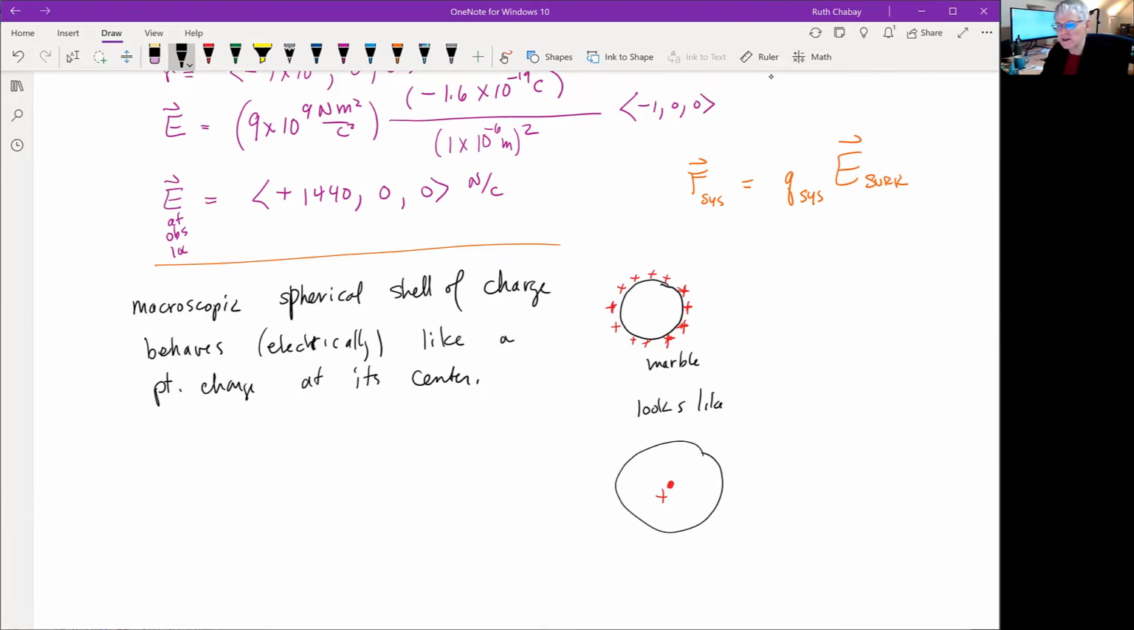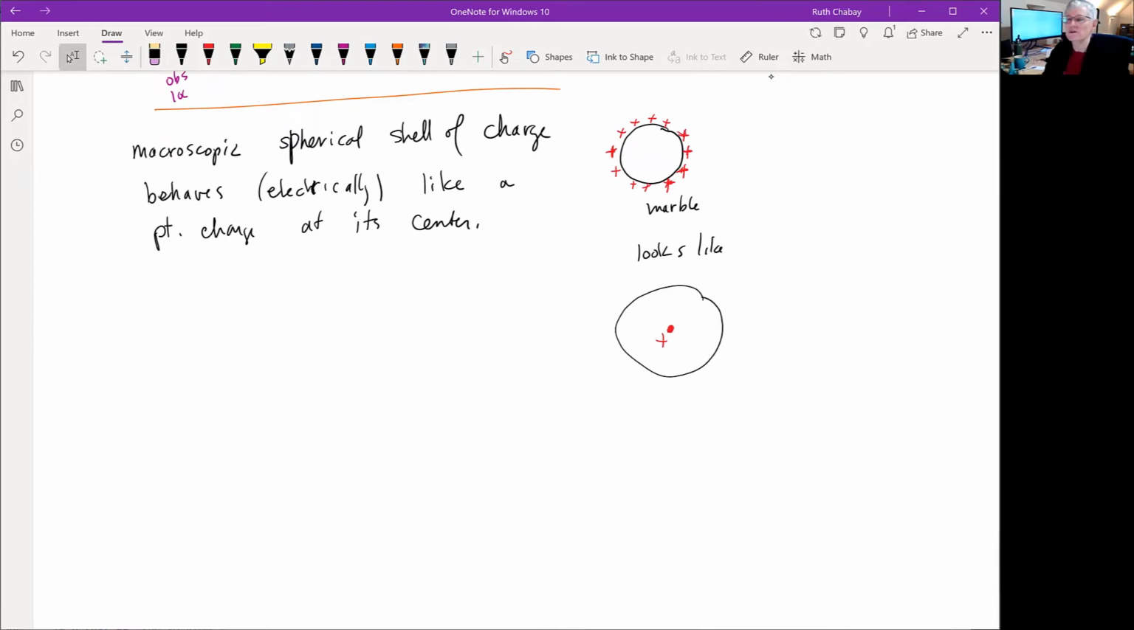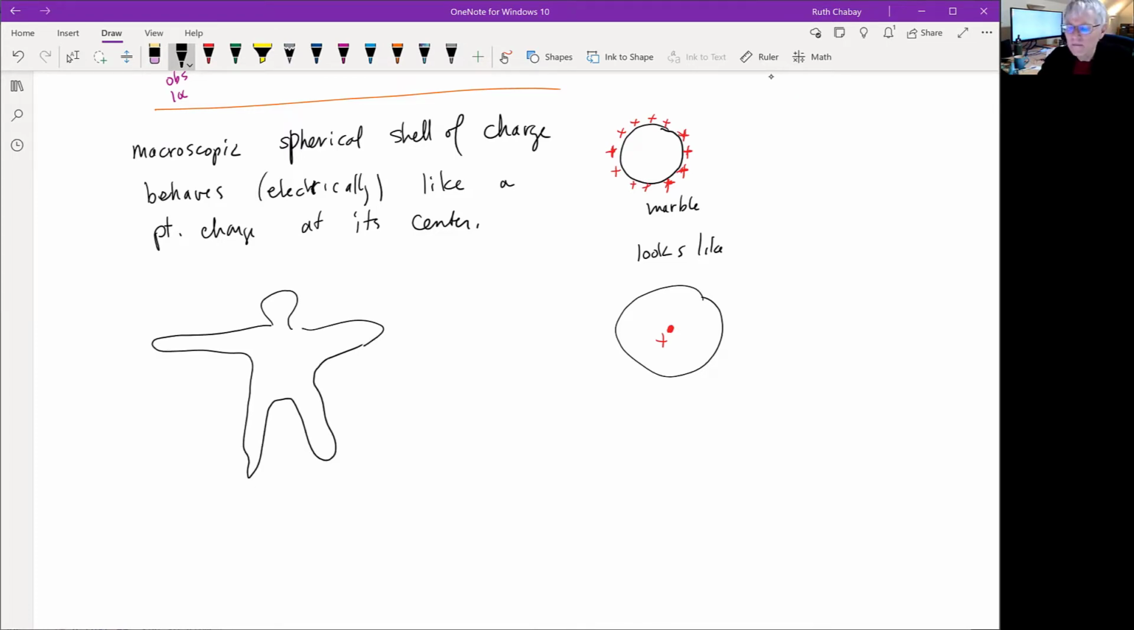So the question is, does human skin have a macroscopic spherical shell of charge? Well, there's two layers to that question. We're not spheres, so no. We're a funny shape, so we're more like, I don't know, a gingerbread man, right? Okay, we look like a gingerbread man. So that's definitely not a sphere.